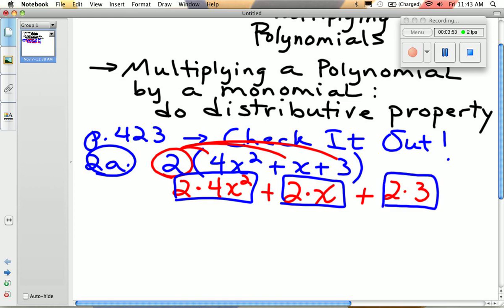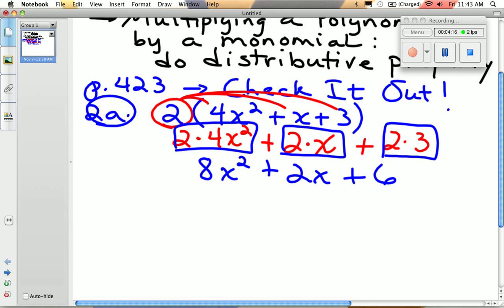Now that's monomials times each other, like you did for today. What's 2 times 4x squared? 8x squared. Plus 2x. Plus 6. That's it. Does it need any cleaning up? No. If it doesn't need any cleaning up, are there any terms that can be combined? No. Do you think we're done? Yes, we are. That's our answer. That's our product.